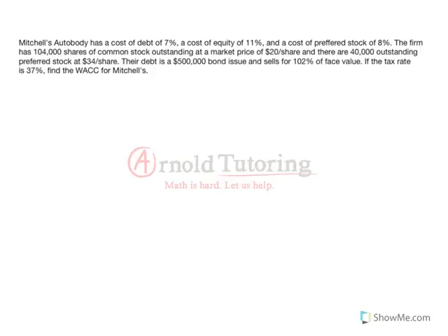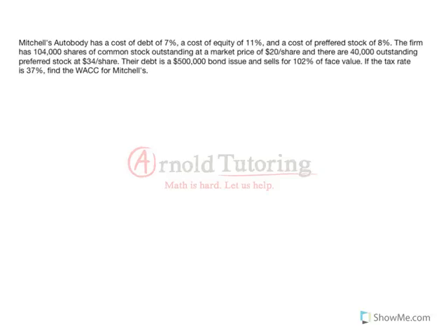Okay, here we've got a good WACC question, weighted average cost of capital. Mitchell's Auto Body has a cost of debt of 7%, cost of equity of 11%, and a cost of preferred stock at 8%. So we may be used to WACC questions where we just have a cost of debt and a cost of equity. Now the equity's been split into basically common equity and preferred stock.